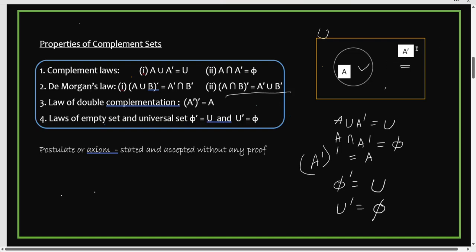A complement is what? This thing, and the complement of this, A complement, is outside. If you leave out all these elements, you will be left with A. Right? So (A complement) complement is A. Law of empty sets and universal sets: phi complement, that means null set complement. Null set has no element. Complement means all other elements in the universal set, so that is the universal set itself. And U complement means you have to leave out all the elements, so you are left with the null set.